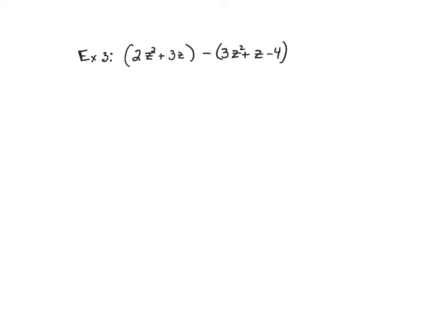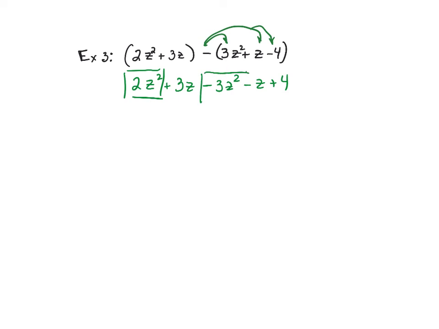Last example, another distribute the negative problem. All it does is flip everybody's sign. So these are my z's here. So it becomes a -3z squared, a negative z, and flips it to a +4. And let's see here. Highest degree is z squared. So let's put our z squareds. 2 take away 3, that's -1 z squared.